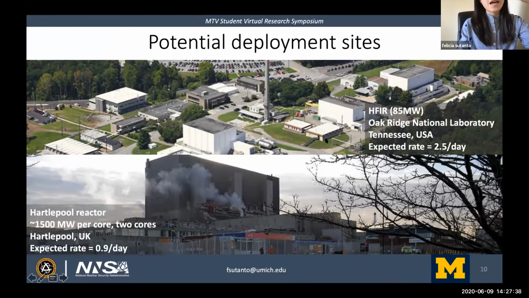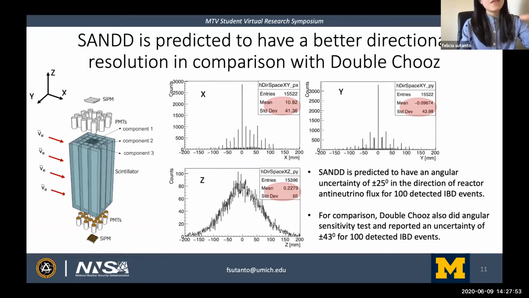An example of a research reactor is HFIR at Oak Ridge. The reactor power is 85 megawatt. There might be a spot about 70 meters away from the core, and I predicted the detection rate to be about 2.5 per day. Now, one thing that I have not talked about is SAN's directional capability.